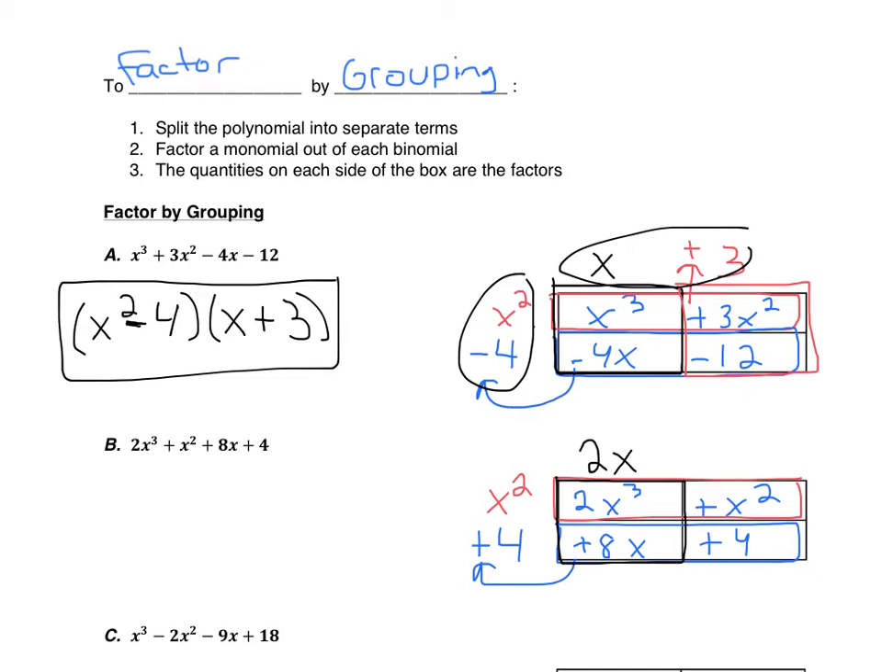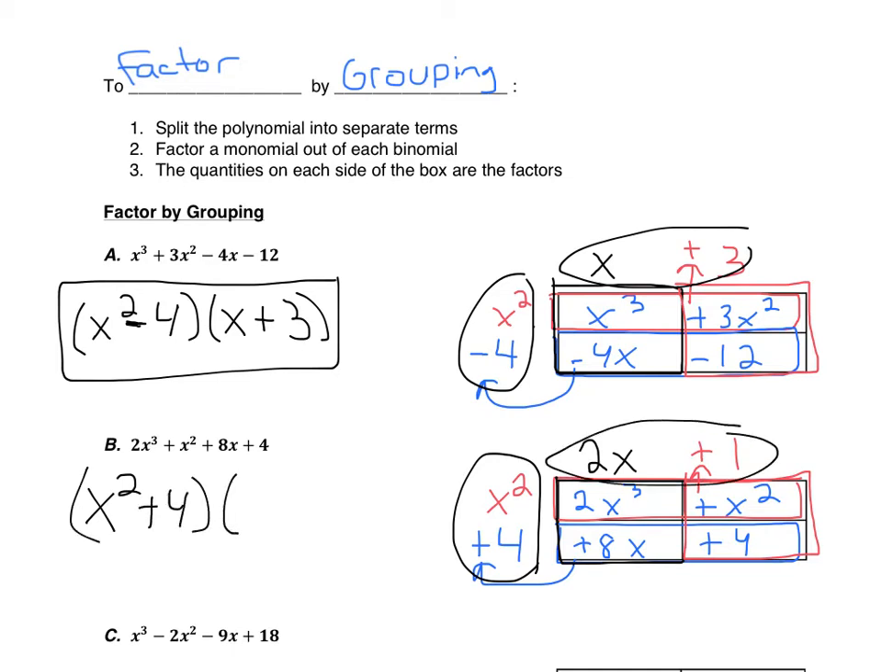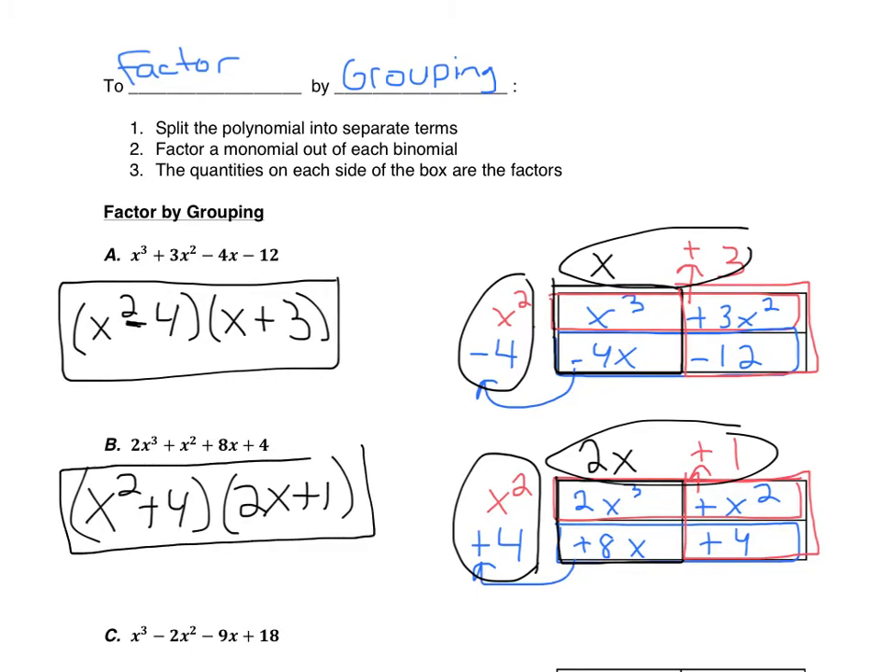And then if we look at our last column, we have x squared and positive 4. I can only divide them by 1, and because this is a positive, this is a positive. So then I get x squared plus 4 times 2x plus 1. And that is factored form.